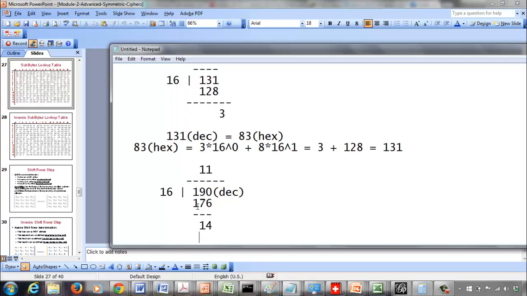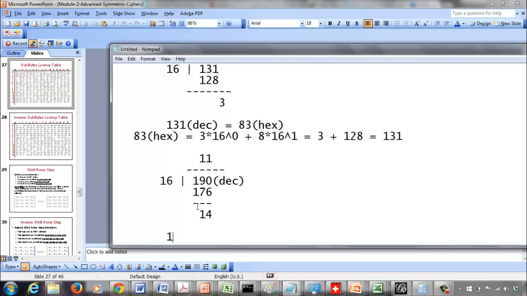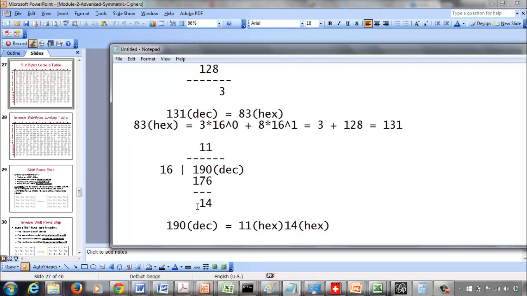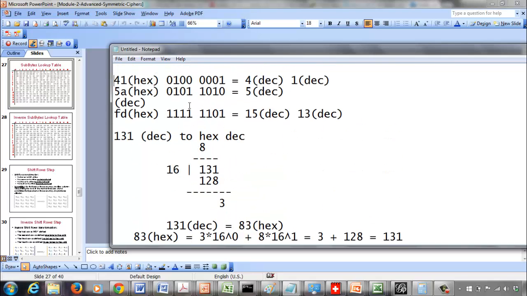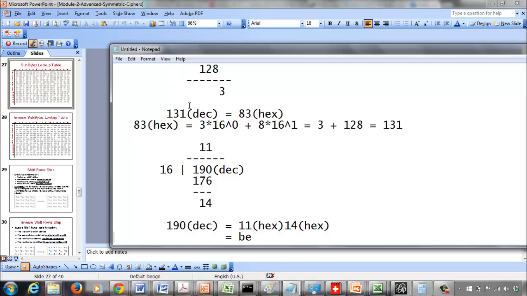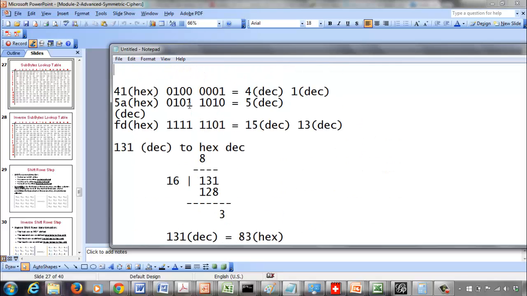We have to write 11 in hex, and 14, the remainder, also in hex. 11 is going to be B and 14 is E. So 5A will be replaced by BE. Similarly, in the previous case, we'll replace the byte 41.